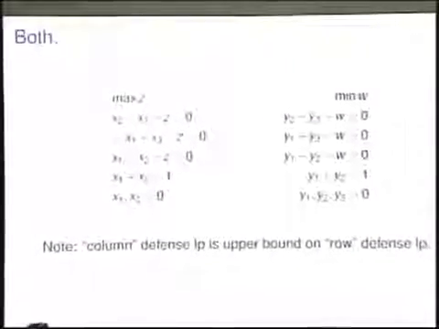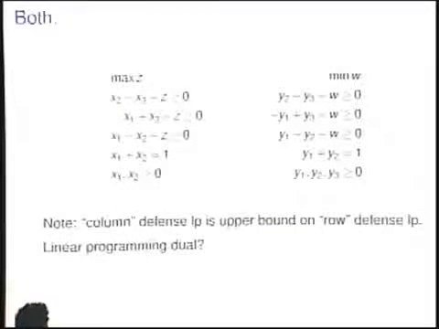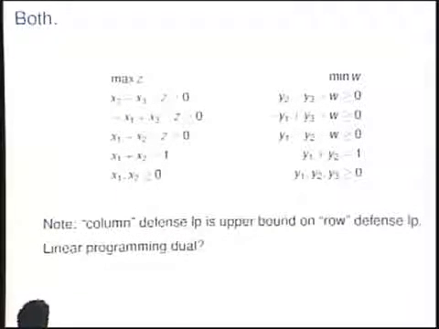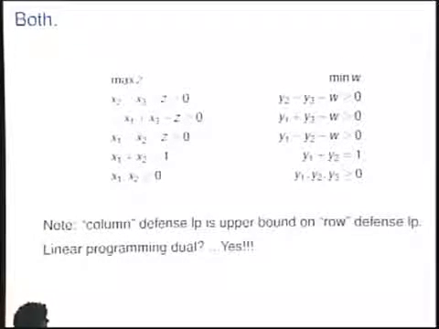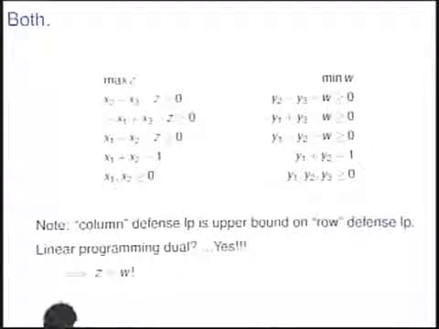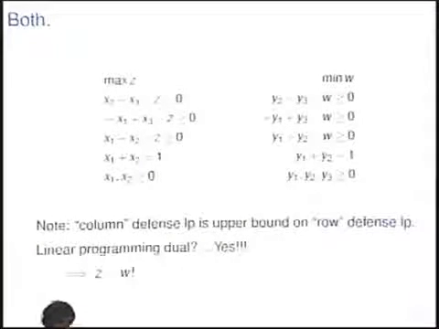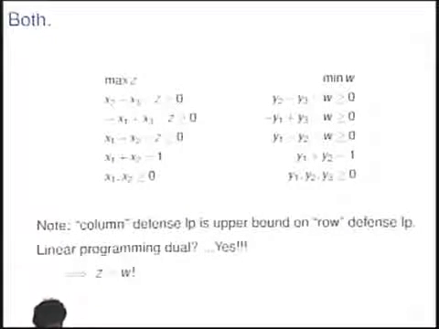Okay? So the column defense LP is an upper bound on the row defense LP. Are they linear programming duals? They are. Okay, so z is equal to w. So it doesn't matter who goes first, right? I can announce my strategy, or you can announce your strategy. It doesn't matter. Or we could both announce our strategies. If we're both playing optimally, the values are the same, right?